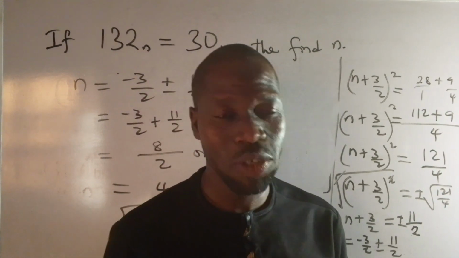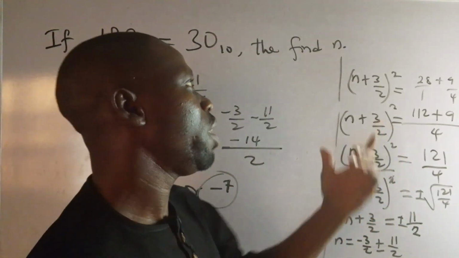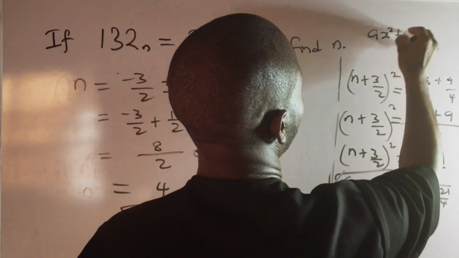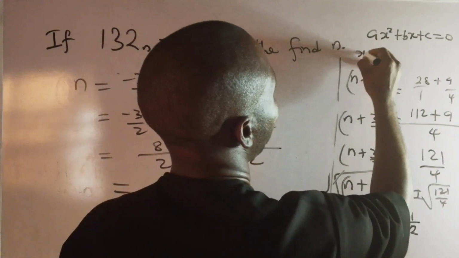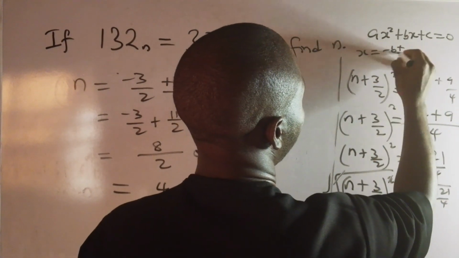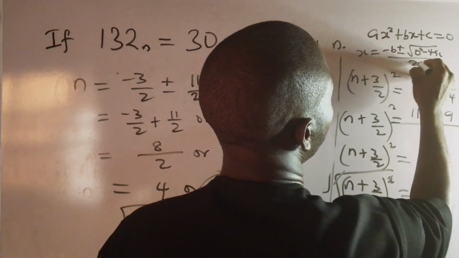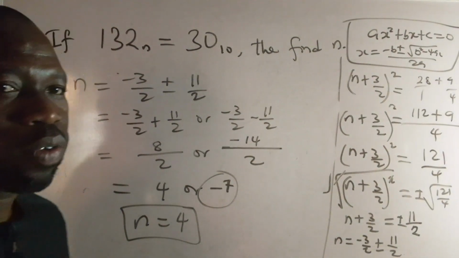In fact, there was a class I taught where we derived the formula from the general quadratic equation of ax squared plus bx plus c is equals to 0. And then we derive that x is equals to minus b plus or minus square root of b squared minus 4ac over 2a. You can check out that class and it's going to be very, very helpful to you.